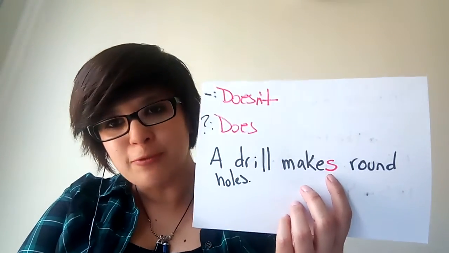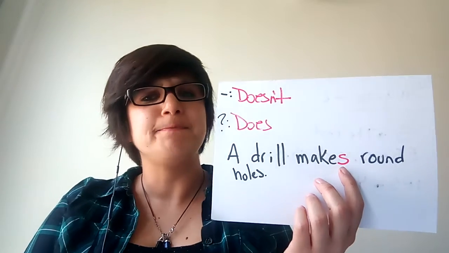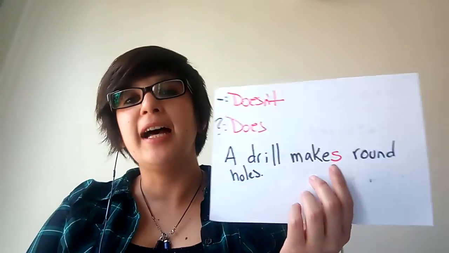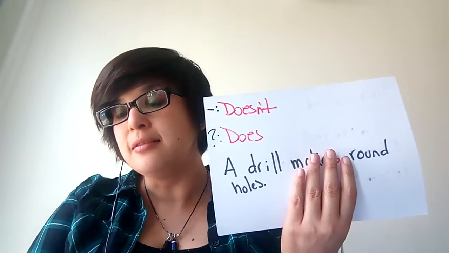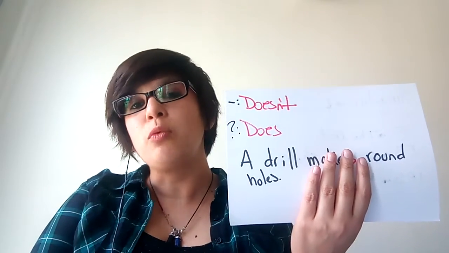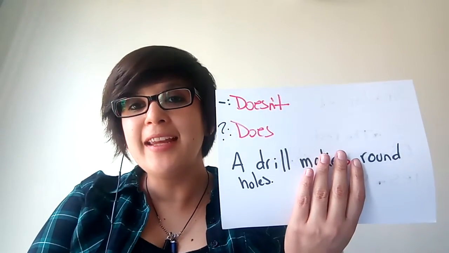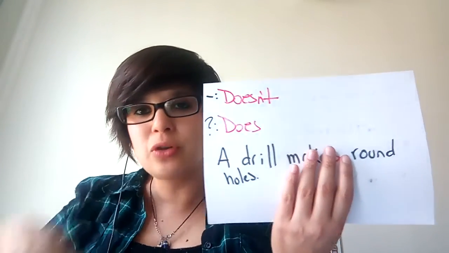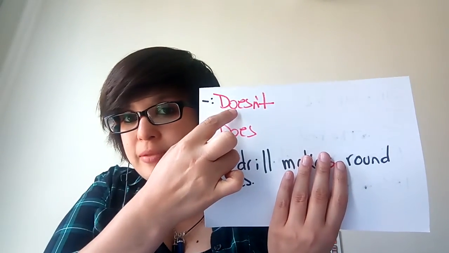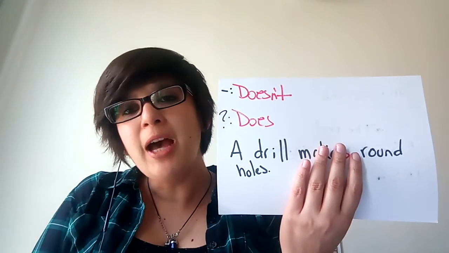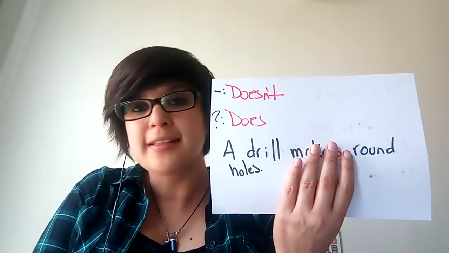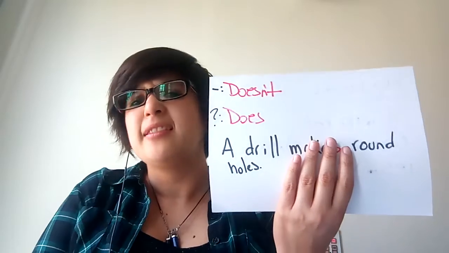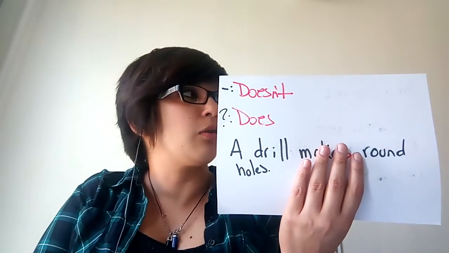In the case of the negative form, you can say that a drill doesn't make round holes. And in that case, you forget about the rule because you have already applied it here. And the same happens when you want to ask a question. Does the drill make round holes?